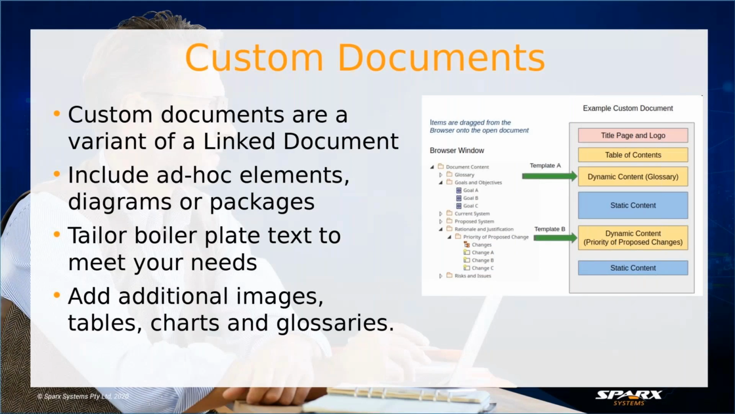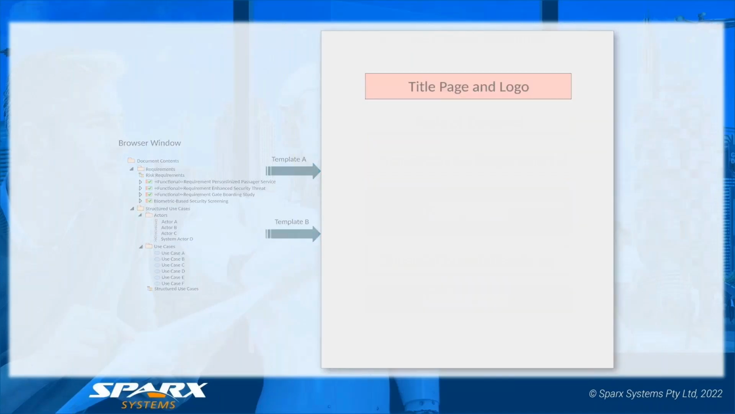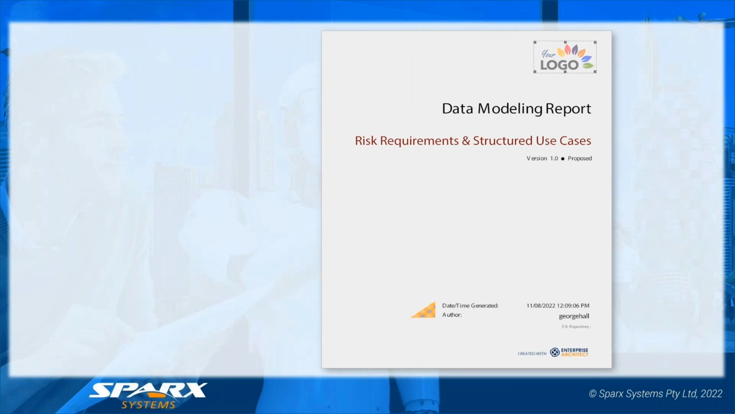So custom documents are a variant of a linked document. They include ad hoc elements such as diagrams and packages. You can tailor boilerplate text to meet your needs, so you can add your own text and modify it. And you can add additional images, tables, charts, and glossaries. And in this webinar today, we're going to show you how to add glossary terms, how to add titles and logos, how to edit those logos.